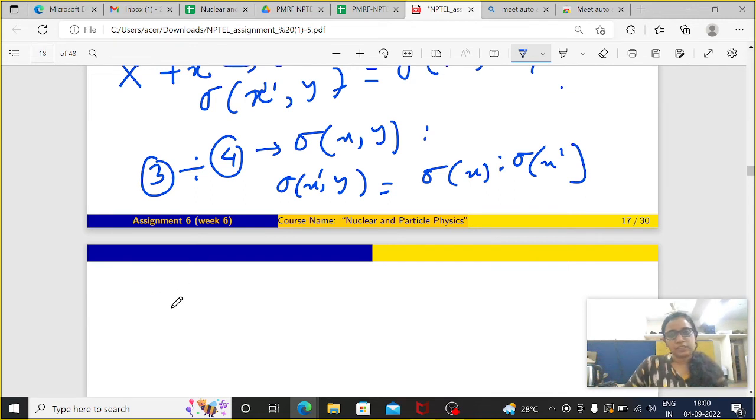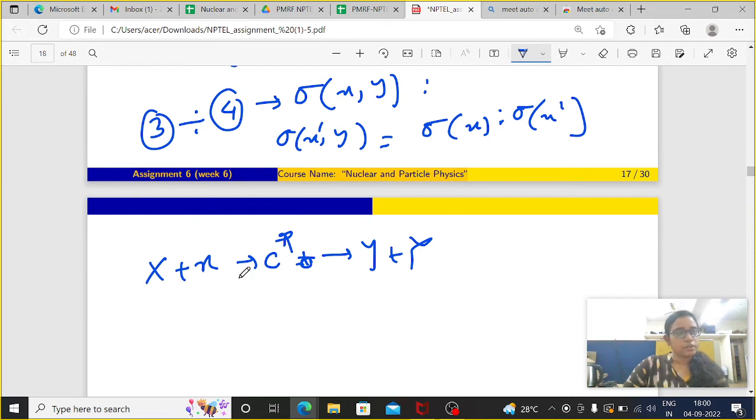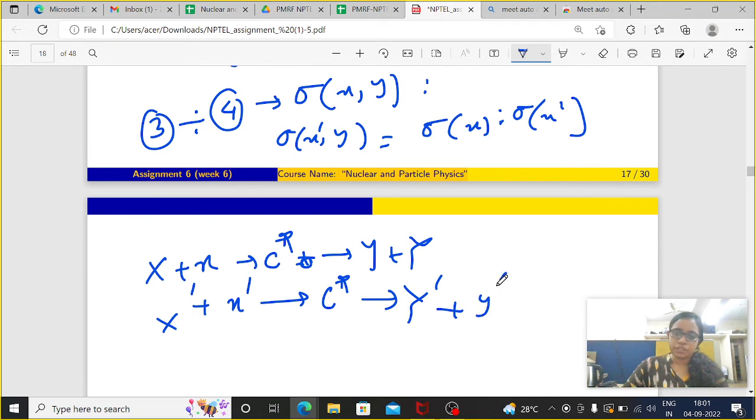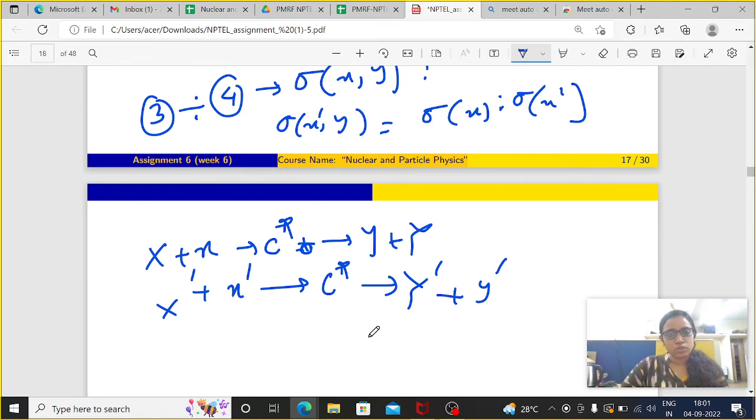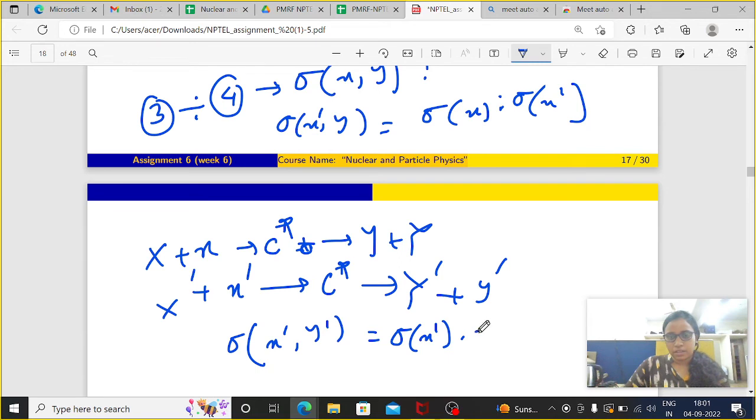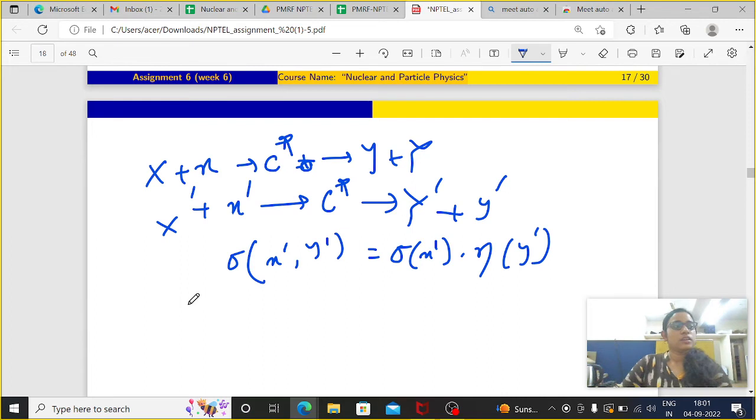Now the second condition. In the second condition, x plus x star goes to y plus y star. Now coming to the second condition, that x plus x star is going to y prime plus y star. So what will be the cross section for that reaction? Sigma x prime y prime, which is sigma x prime into eta y prime, right?